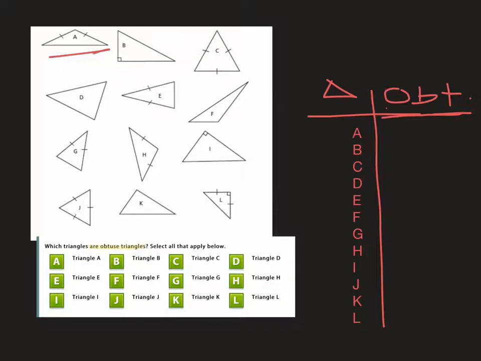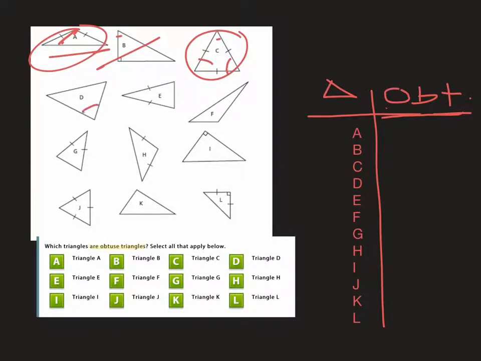A looks to be obtuse. This angle looks to be much greater than 90. Now it's really hard to tell on these because you don't have a protractor to measure it, so you have to kind of eyeball it. But A definitely looks to be obtuse. B is a right triangle, so therefore it's not obtuse because the other angles have to be acute. C is an equilateral triangle. All 3 angles are acute.